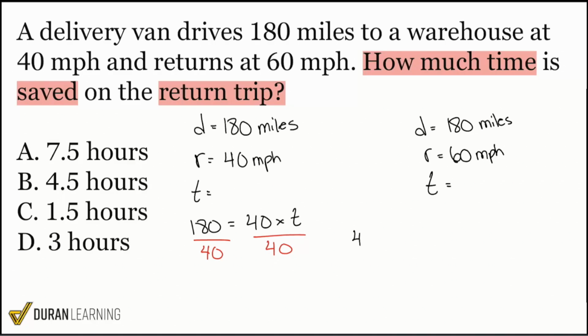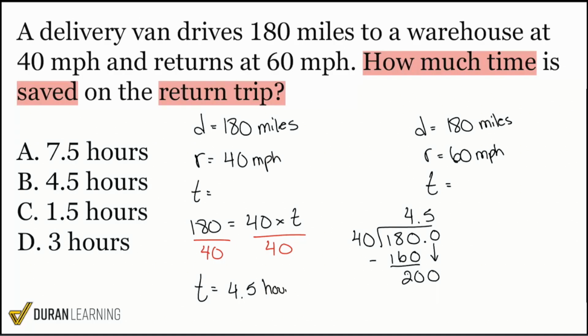So here we go. 40 going into 180. 40 goes into 180 four times. And that's 4 times 40, which would be 160. 20 left over. And what I do from here is I'll use my decimal place, write that 0 right after, because it always exists. Drop that 0. And then 40 into 200, that'll be 5. 40 goes into 200 5 times, or 4 goes into 20, either way you want to look at it. But there we are. So the time for the trip there is 4.5 hours.